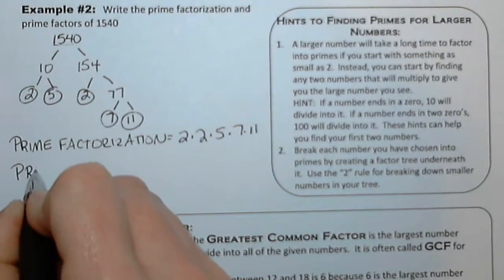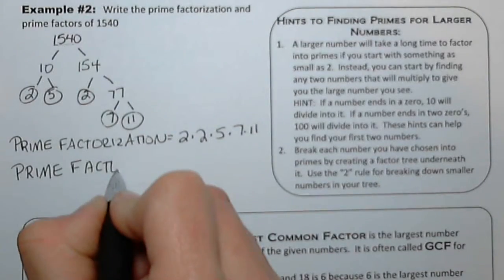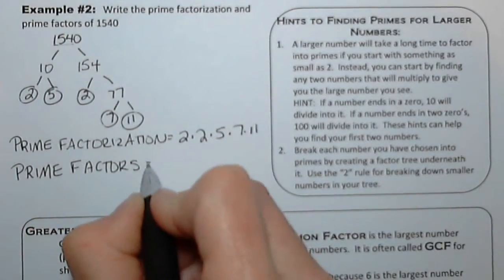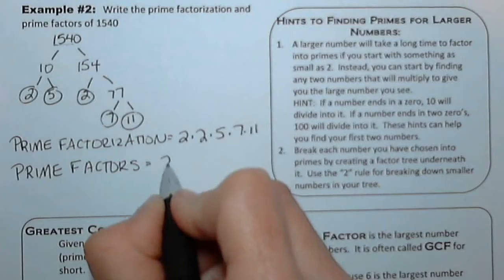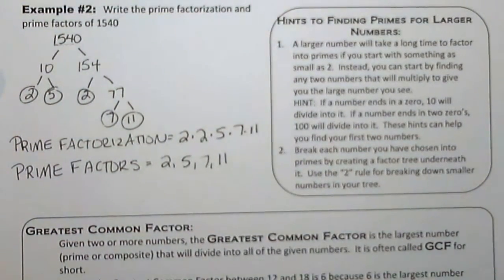And what are the prime factors? The prime factors are just a list of all the numbers that you see here, not using duplicates. So there's a 2, there's a 5, there's a 7, and there's an 11.